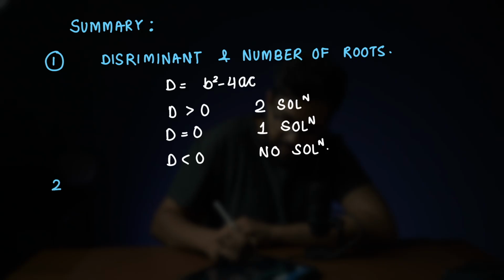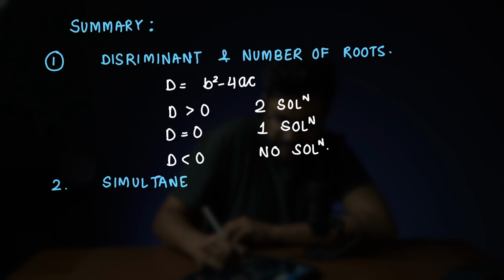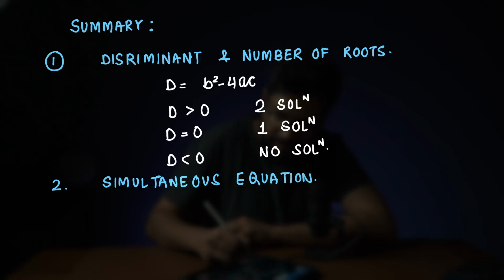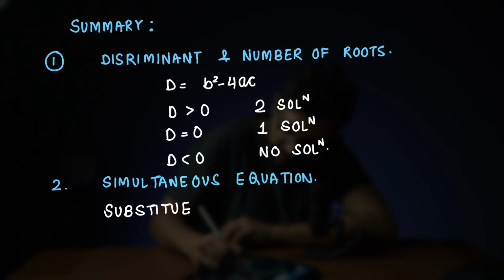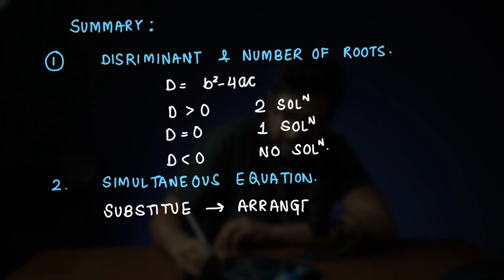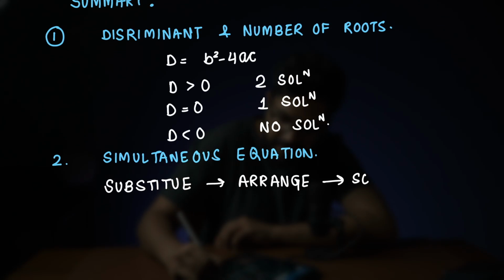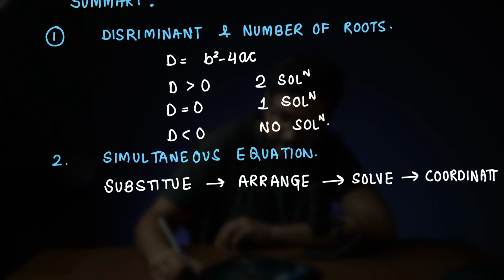Then we discussed how to solve simultaneous equations. So for solving simultaneous equations, first of all, we will substitute. Then we are going to arrange it, bring everything to one side, make it a nice quadratic. Then we are going to solve this quadratic and then find both the coordinates, x and y coordinates.